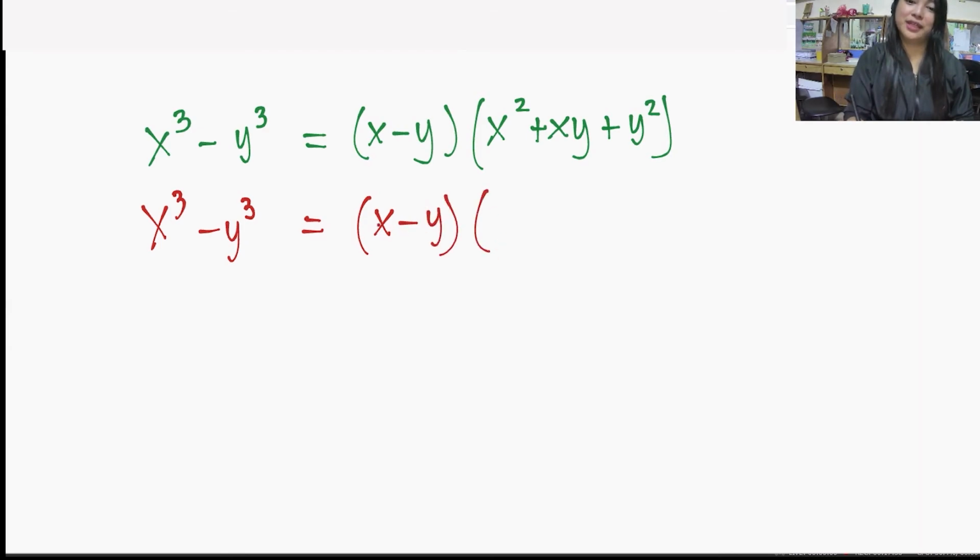Basing on this, we are going to get the square of the first term. So x times x would be x squared. And then the positive product of x and y, the positive product of the first term and the second term. That will give us plus xy. And last is the square of the second term y. That would be y squared. So we will have examples here.